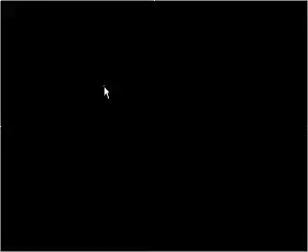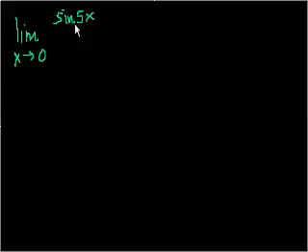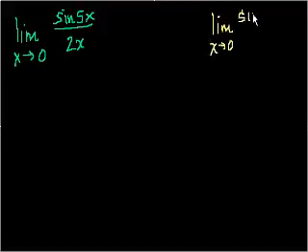Okay, so let's do the limit as x approaches 0 of sine of 5x over 2x. Now, this looks a lot like sine of x over x, and we know sine of x over x. What is that? And if you don't believe me, watch the videos where we prove it using the squeeze theorem. We prove that the limit as x approaches 0 of sine of x over x is equal to 1. Now this looks almost like that. It'd be great if we could get it into that form, and then we'd be done. So how can we do that?